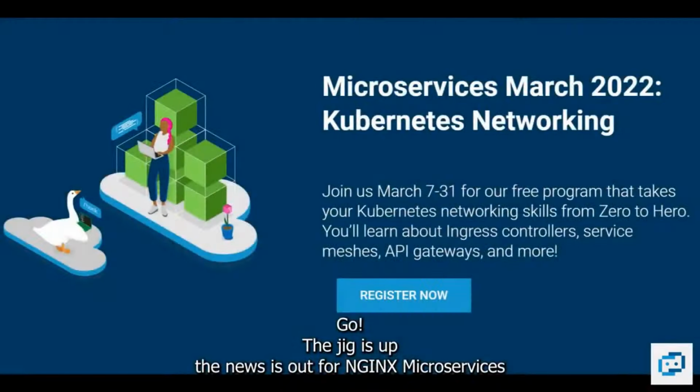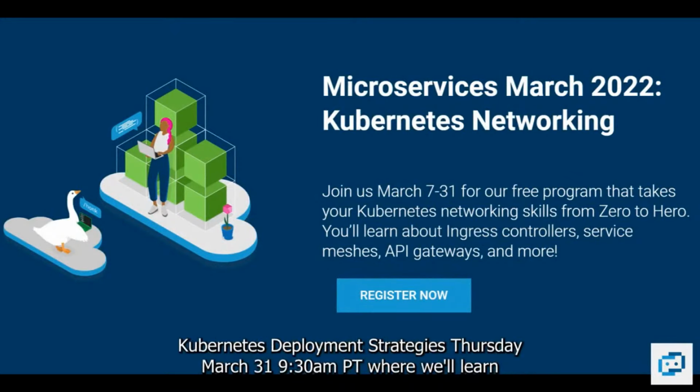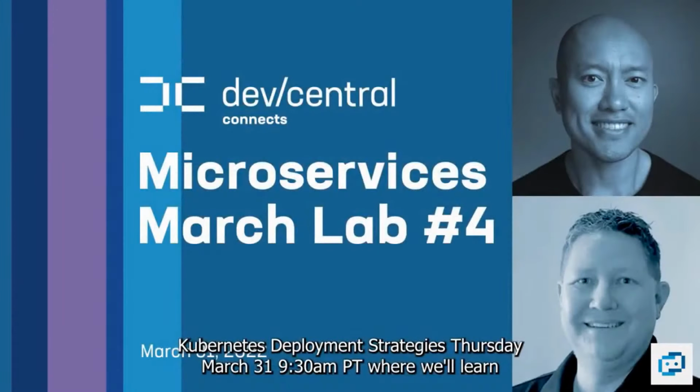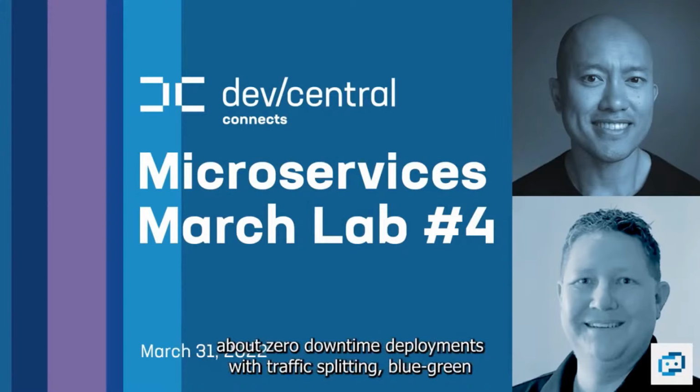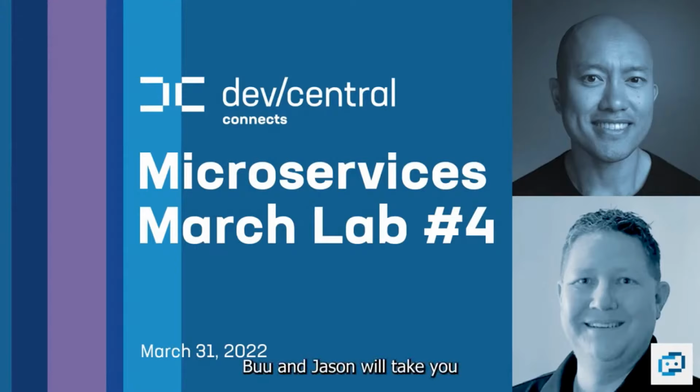Go! The jig is up, the news is out for NGINX Microservices March, Month of Learning. And it's the final lab covering advanced Kubernetes deployment strategies. Thursday, March 31st, 9:30 a.m. Pacific. We'll learn about zero downtime deployments with traffic splitting, blue-green deployments, tracing, and mapping flows in real time. Boy, that's a lot. Buu and Jason take you through Lab 4 for the first 30 minutes, and then they'll switch over live and join us at community.f5.com for more interaction.